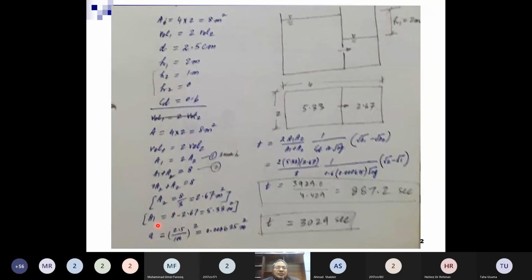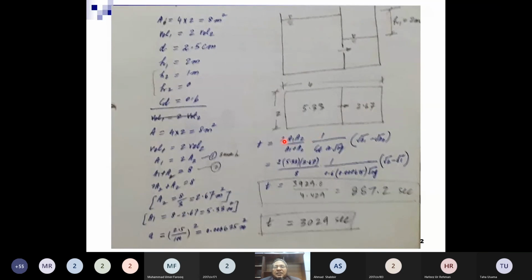And A2 will be total 8 minus area 1, then this is the area 2, 5.33 square meter. So the surface area of tank 1 is 5.33 square meter, surface area of tank 2 is 2.67 square meter. So area 1 and area 2 we have determined. Now we need to compute the area of the orifice, small a, which is 2.5 centimeter divided by 100. Take its square because it is square in shape. So 0.000625 square meter is the area of that orifice.